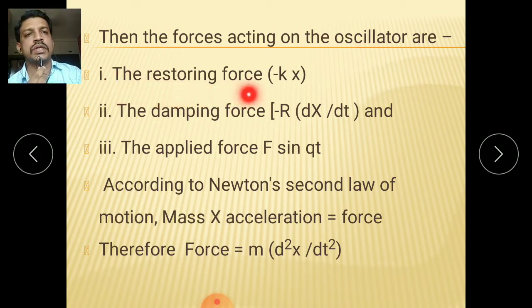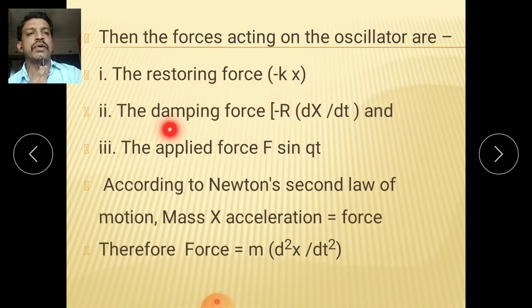First one is the restoring force, that is minus kx. It is shown by a minus sign because when the pendulum oscillates like this, due to this restoring force it will restore to its mean position. When the pendulum moves to the extreme position, this force will try to restore it to its mean position. Such a force is known as minus kx.